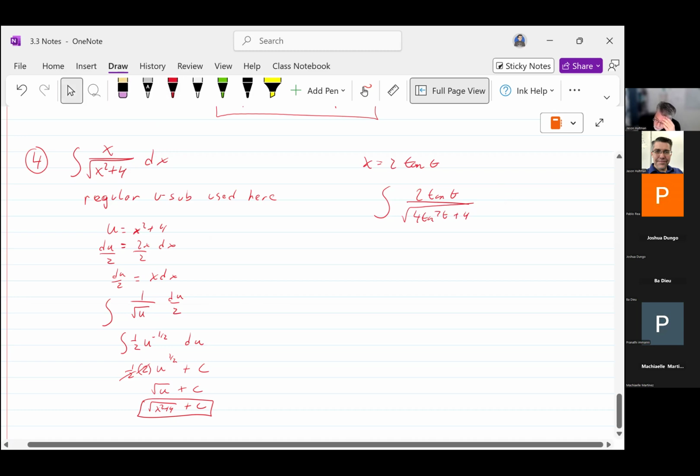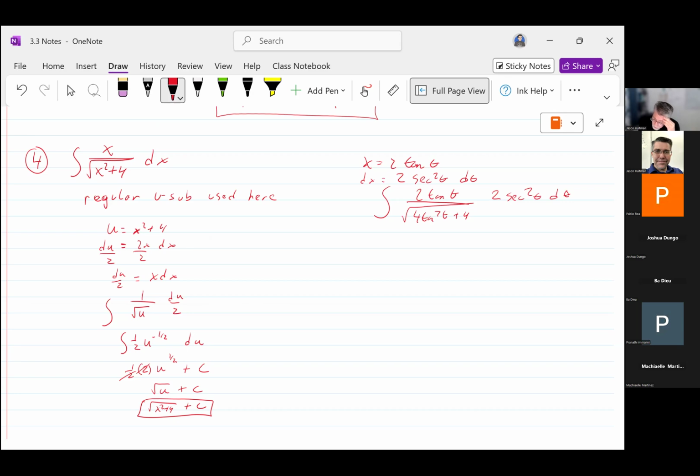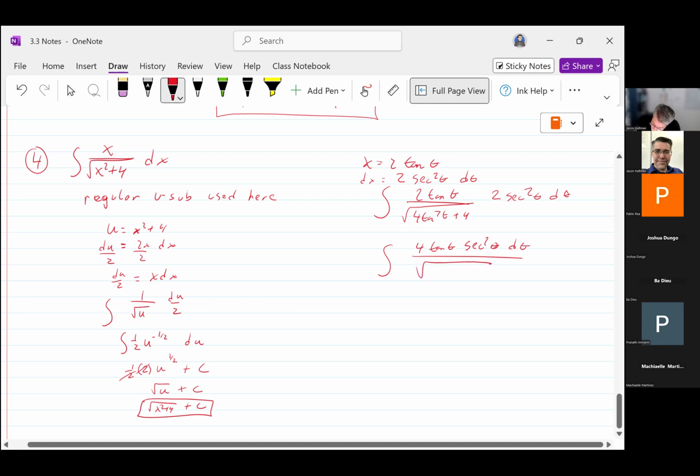Oh, no, that's not d theta. I need my dx to be 2, the derivative of tangent is secant squared. I would need a 2 secant squared theta d theta, okay? Over the square root of x squared plus 4, okay, that looks good. Then we want to integrate 4 tangent theta times secant squared theta d theta all over the square root of 4 times tangent squared theta plus 1.